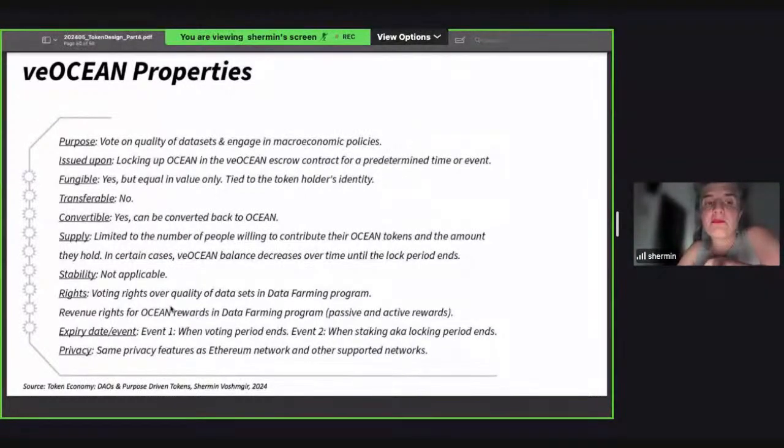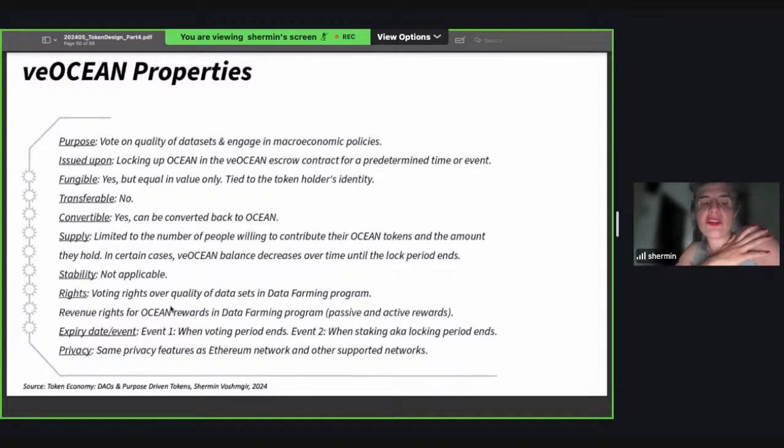The tokens are fungible. They are not transferable. And they are convertible because they are converted back to Ocean when the voting period or the lockup period for earning interest expires. The supply is capped or limited to the total number of people willing to contribute their Ocean tokens and the amount they hold, or lock up. In certain cases, the ocean balance decreases over time until the lockup period ends. I think they changed that several times, so I'm not quite sure if that is still applicable. Stability is not applicable.